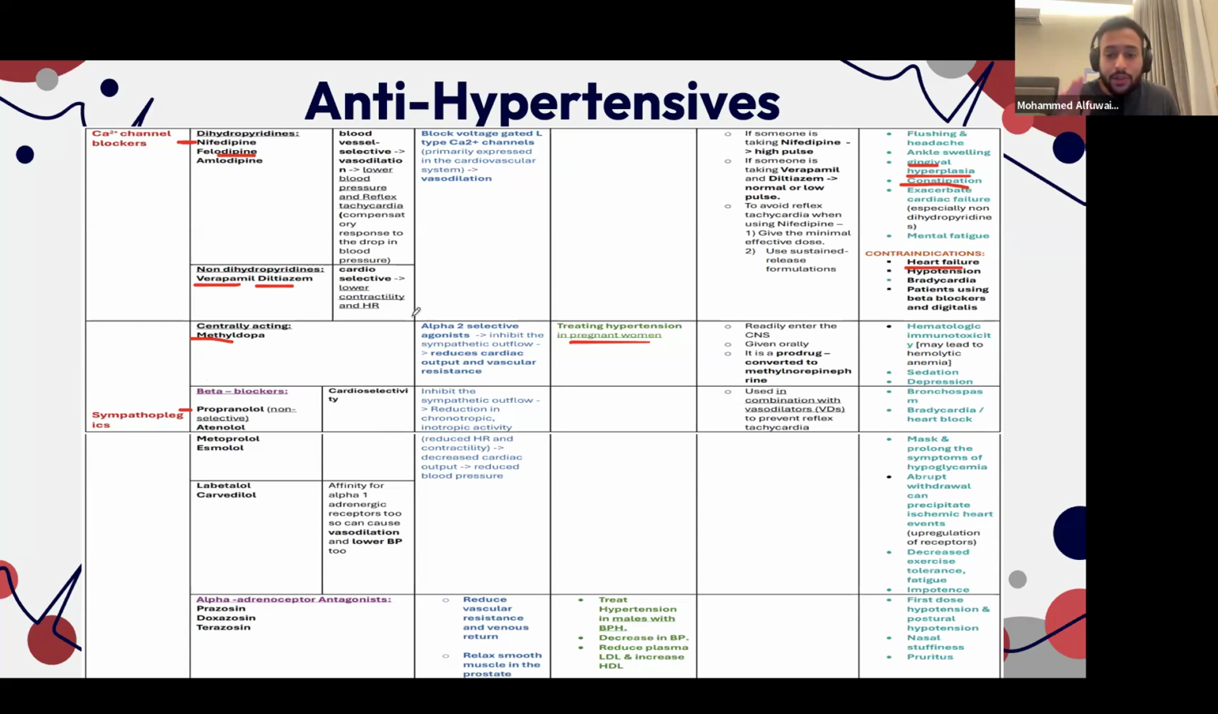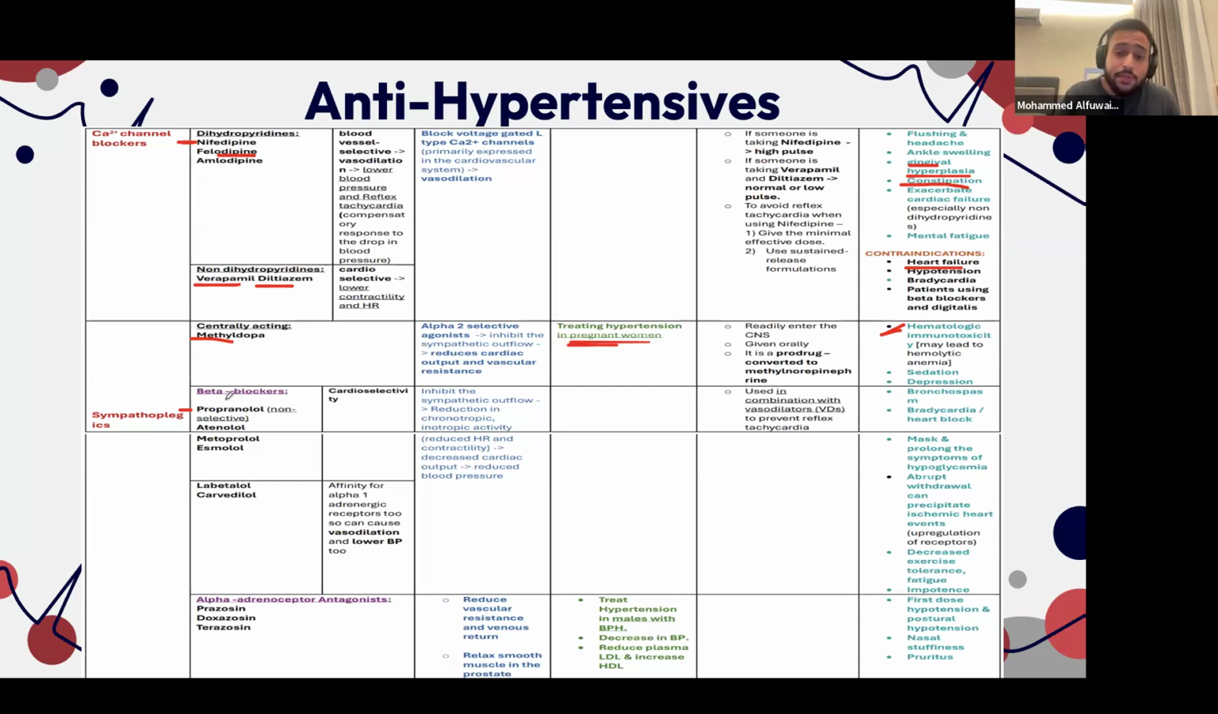Methyldopa, you can give it in pregnancy, okay? One side effect I want to remember is this hematologic immunotoxicity. This is the one side effect I want to remember for methyldopa. Will you get asked about methyldopa? Not as much, but maybe in the context of pregnancy, okay?